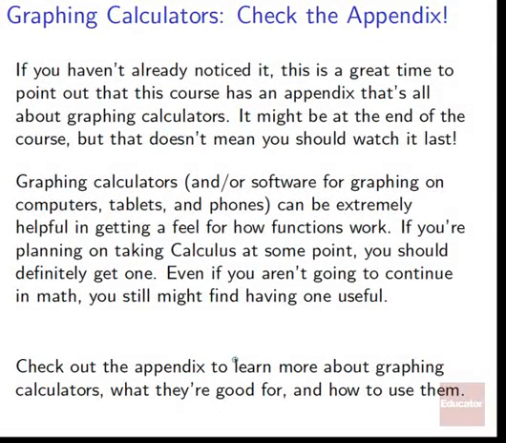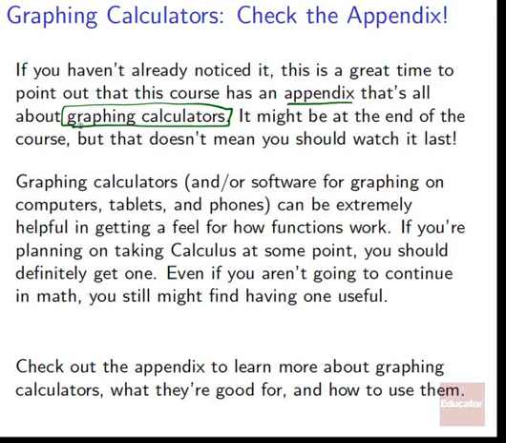Graphing calculators are really useful. If you haven't already noticed, this is a great time to point out that there's an appendix to this course that's all about graphing calculators. If you go to the very bottom and look at the appendix, it might be at the end of the course, but that does not mean you should watch it last. Graphing calculators are really, really useful for doing math. And you can also use software for graphing on computers or tablets or phones. There might be something you can download and put on a smartphone, and you can start doing graphs really quickly and easily. So graphing calculators can be extremely helpful for getting a feel for how functions work.